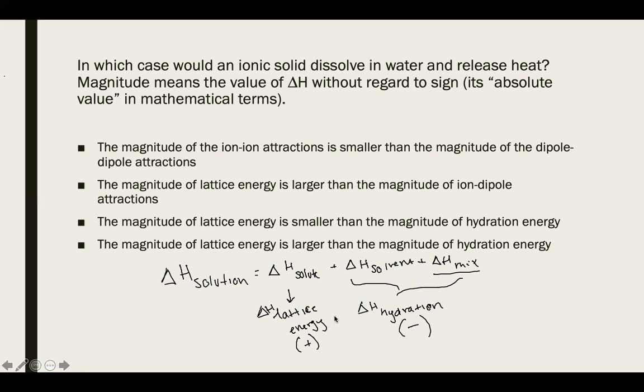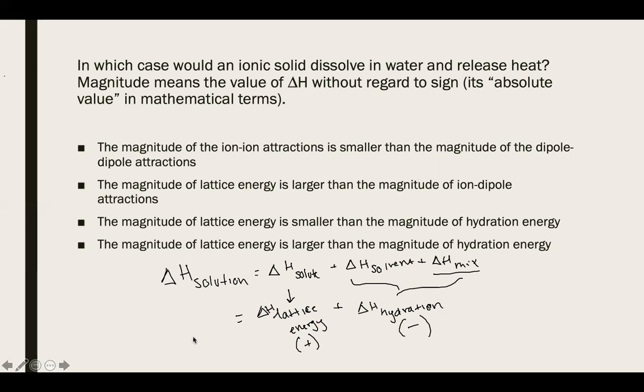So if your delta H lattice energy is smaller than your delta H of hydration, then you're going to get an overall delta H of solution that's negative, because you'd be adding a small positive number to a really large negative number. You'll get an overall negative delta H, which would make the entire reaction exothermic.